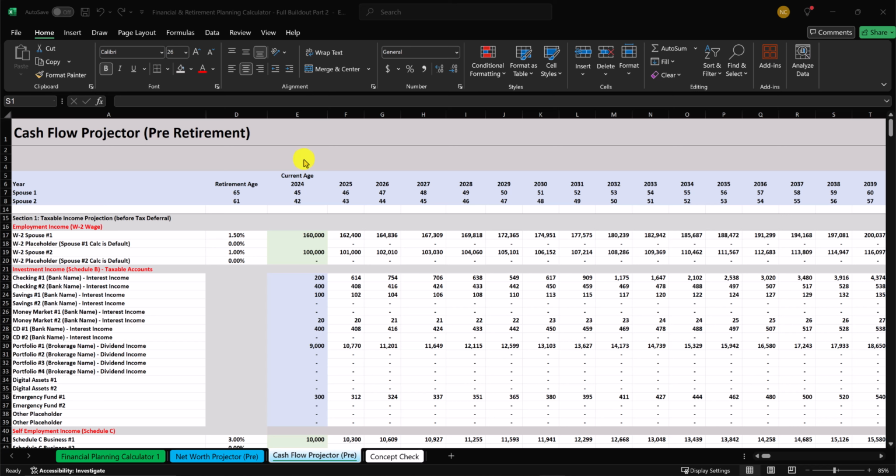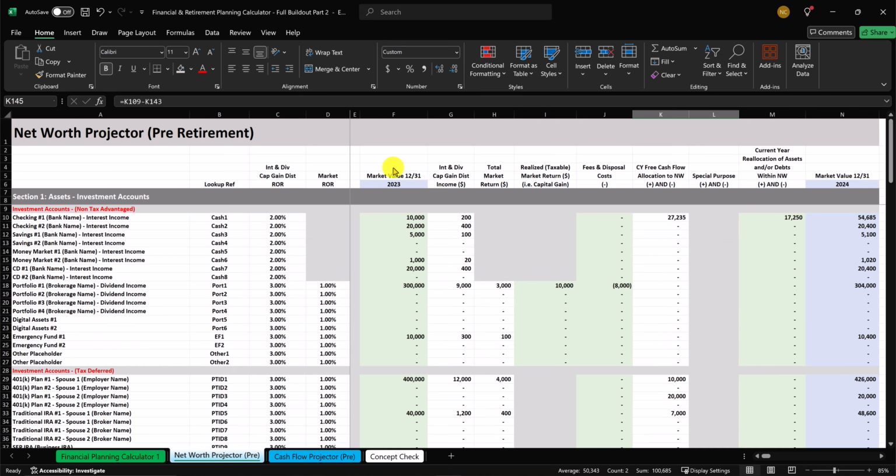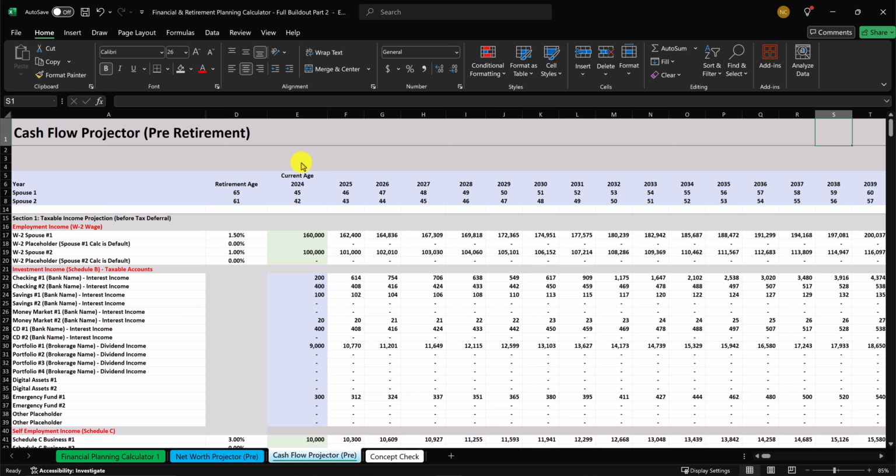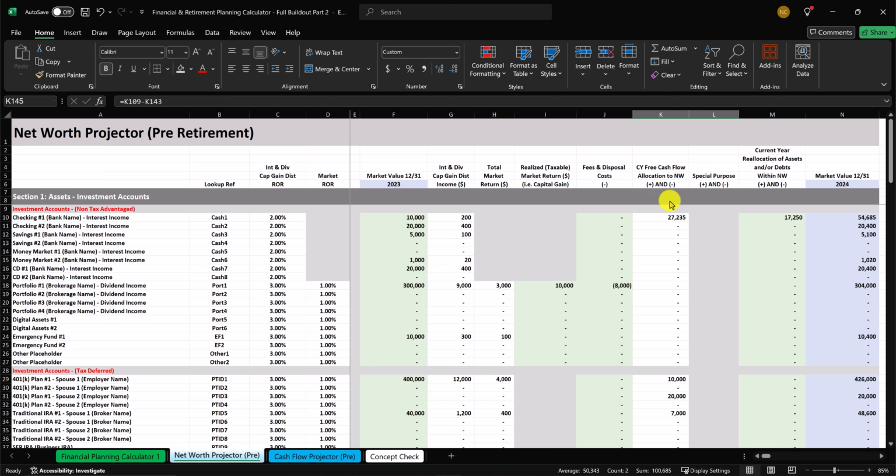So let's get our bearings here. This is going to be the current year, 2024, in this example. If I go back over to the net worth projector, recall that we started for this example with the market value at 12/31/2023, and we are working on the market value at 12/31/2024. And therefore the current year's income and free cash flow after tax and after expenses is going to be the amount for 2024 for purposes of this column right here over on the net worth projector.